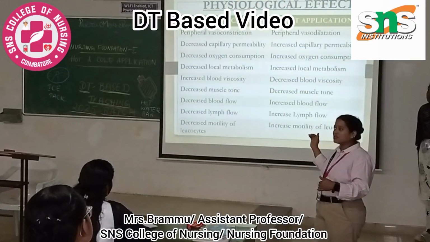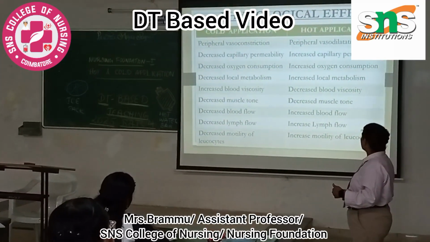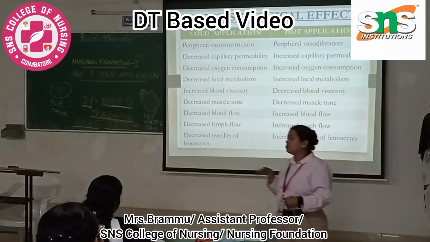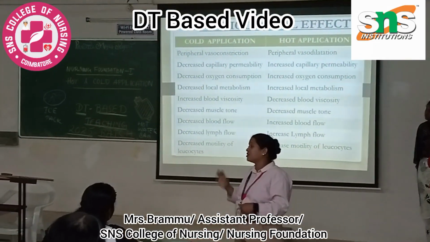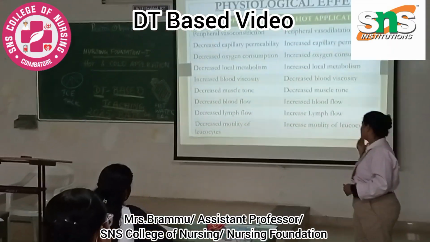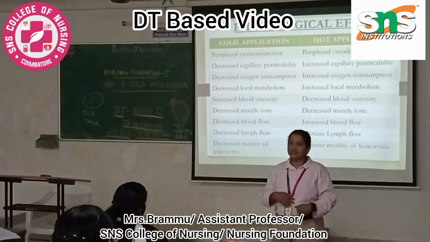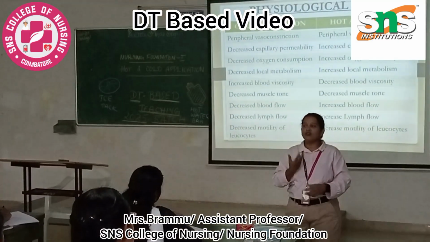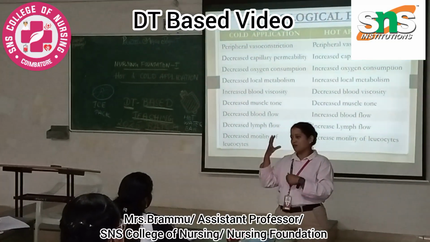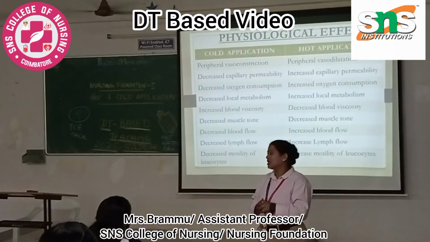When the blood flow is reduced, naturally the lymph flow is also reduced. On the other hand, when the blood flow is high, the lymphatic system flow is also high. The last is motility, that is the movement of leukocytes, WBCs, which is very much reduced. Why? Because blood itself is not perfusing to the capillaries. Whereas in hot application, there is increased motility of leukocytes. So I think so far you are clear on hot and cold application and normal physiology. We will see the other details, that is, what the modes are and how it can be done, pre-procedure, during procedure and after procedure, in the other video.